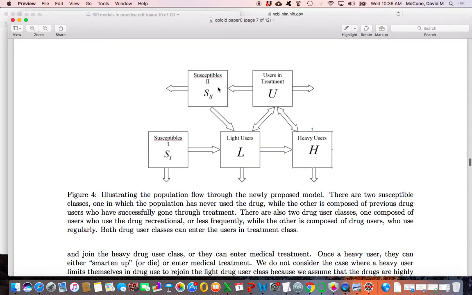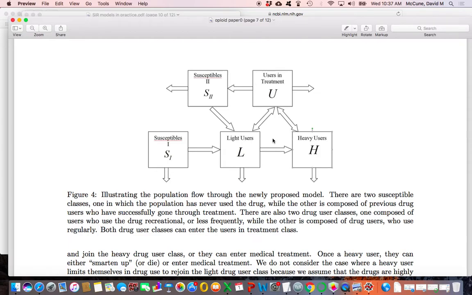So you have susceptibles of class 2. These are people who are coming out of treatment, so they've used before. You have these susceptibles here that have never used before. Notice he has arrows flowing out of the system. These are flowing to like an implied recovered class. He just doesn't include that R box in his diagram. So he basically has 6 groups of people here. Light users, heavy users, 2 classes of susceptibles, and users who are in treatment.